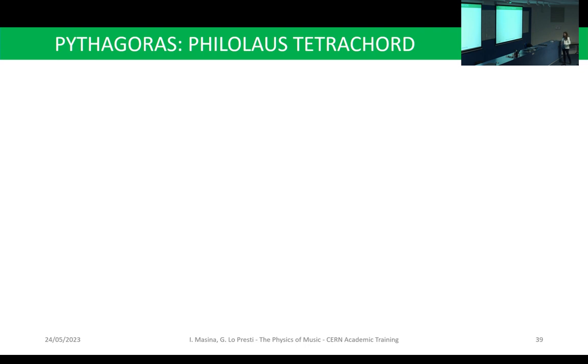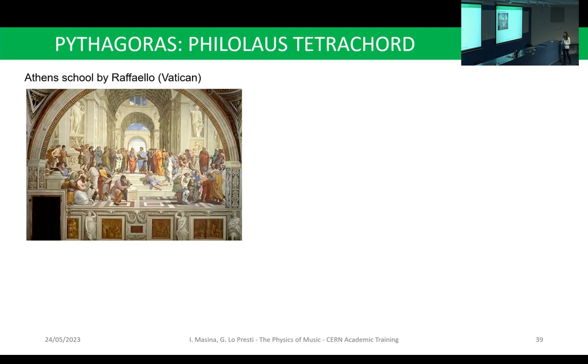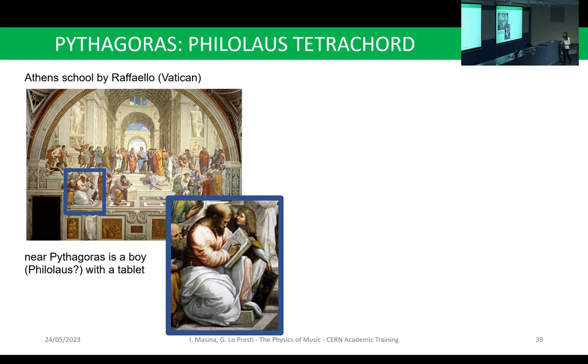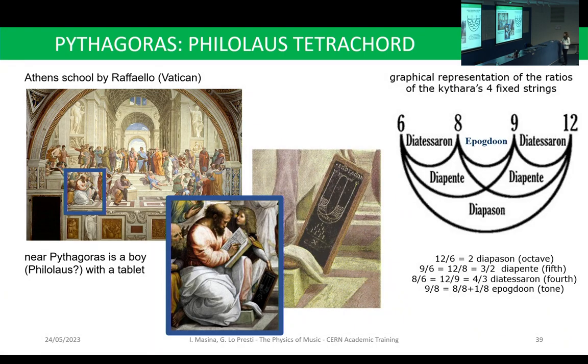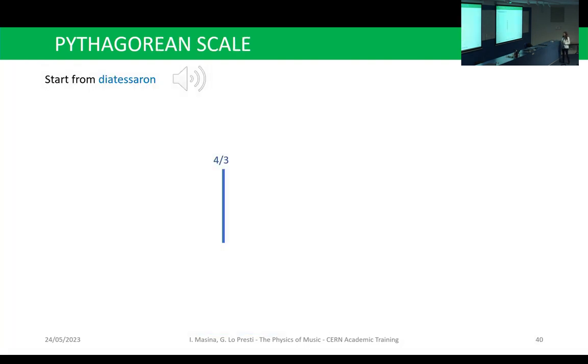Now, I am a bit losing time. The Philolaus tetrachord. This is some artistic touch. The School of Athens by Raphael in the Vatican. If you go there, you see Pythagoras with the boy. Possibly, this represents his scholar Philolaus. Scholar, I mean, they were not really contemporary. Anyway, there is a strange tablet, strange for us, but for them it was absolutely understandable. This is the graphic representation of the ratios of the chords for fixed strings. And you find everything in this sort of diagrammatic expression. Anyway, let's start building the Pythagorean scale.